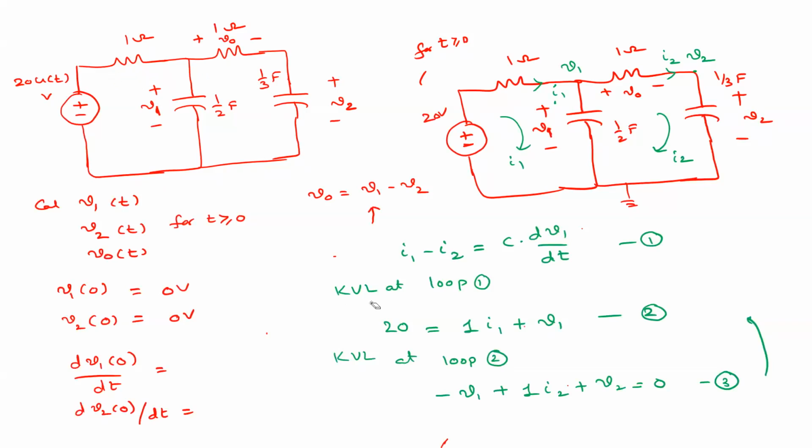So what will you get as the I2 value? I2 value is 0, sir. Why is the I2 value 0? Because this is t equal to 0. So here, from the third equation, we have minus V1 of 0 plus I2 plus V2 of 0, which is equal to 0. So from this, I2 equal to 0.